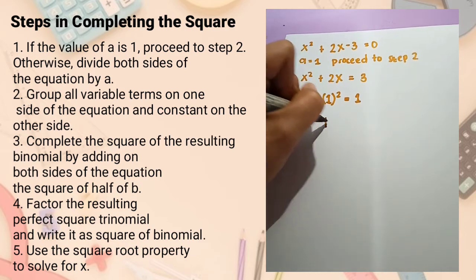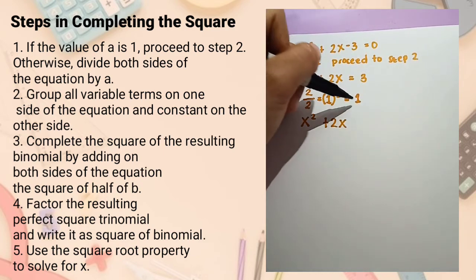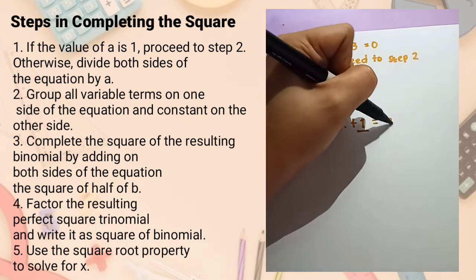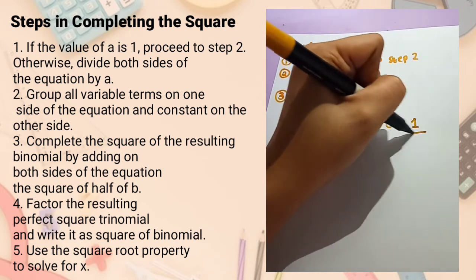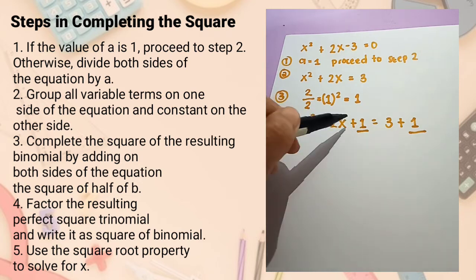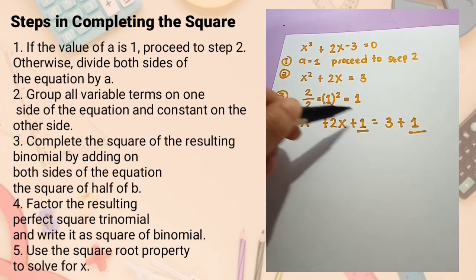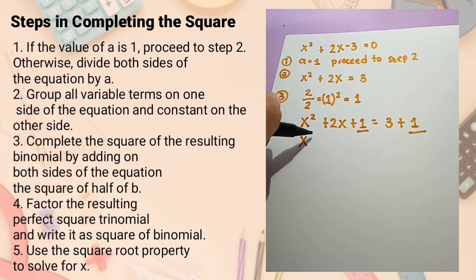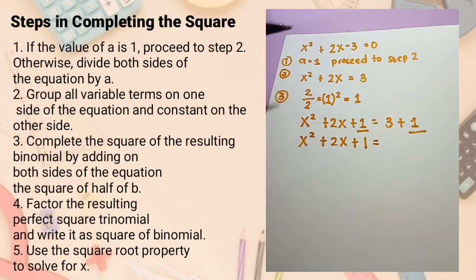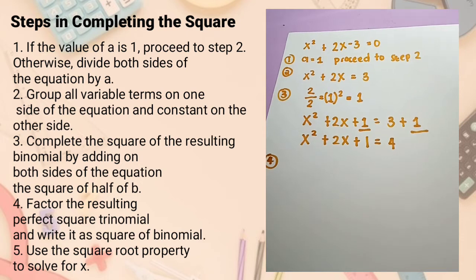So, magiging ganito yung ating equation. So, x squared plus 2x plus 1 equals to 3 plus 1. Ibig sabihin, ito yung idinagdag natin para makumpleto yung square niya. Okay? So, i-simplify natin to. So, x squared plus 2x plus 1. Then, 3 plus 1 ay equals to 4.